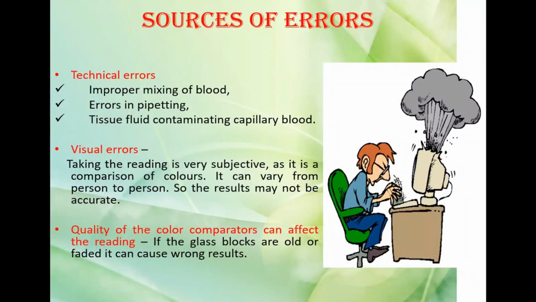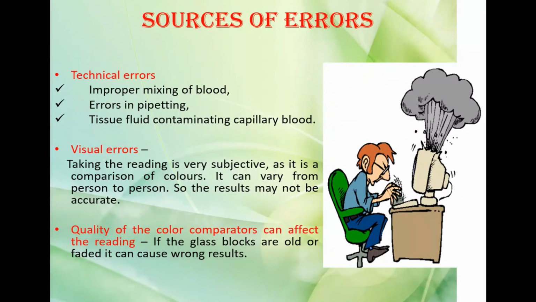And what are the different technical errors that happen during the estimation of hemoglobin? The technical errors are like improper mixing of blood. If you do not properly mix the blood while estimating the hemoglobin, it doesn't help you. Similarly, errors in pipetting. Sahli's pipette can help you take 20 microliters of blood. If you take more blood or less blood, then automatically you are not going to get the exact value of that particular person's hemoglobin. That's why the error happens with pipetting.